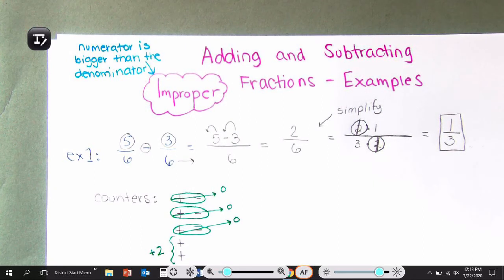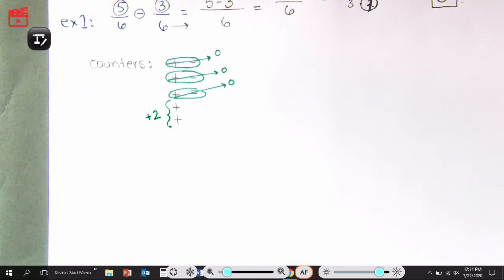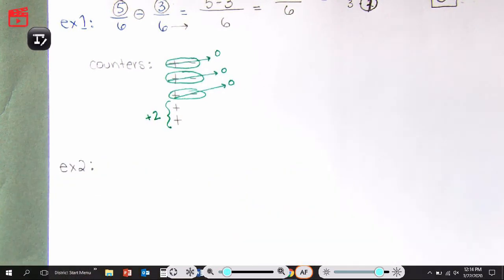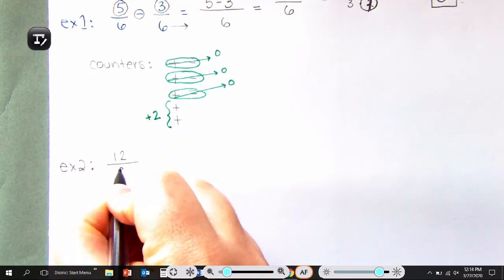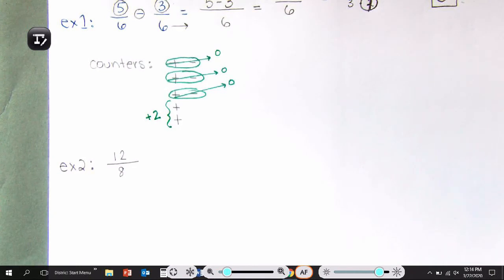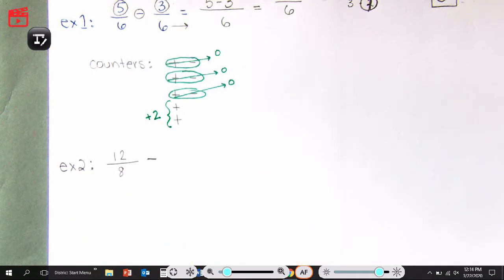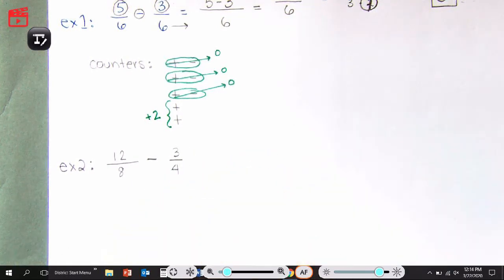But let's do example number 2, and we'll do an improper fraction. Example 2 is going to be subtraction with an improper fraction. So an improper fraction means the numerator is larger than the denominator. So let's do 12 on top and 8 on the bottom. So 12/8 is this fraction, 12 eighths. And again, we talked about having subtraction here a little bit more. So 12/8 minus, let's do 3/4.